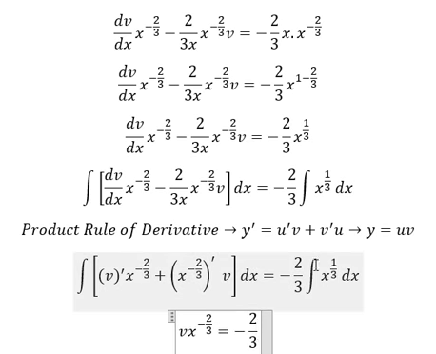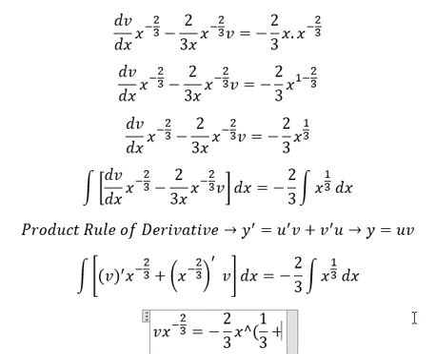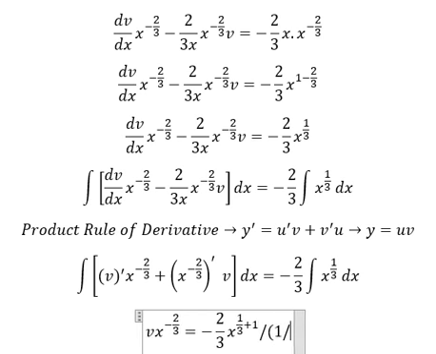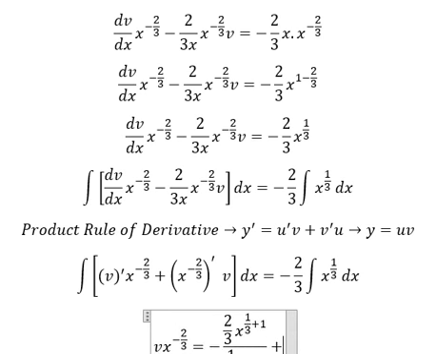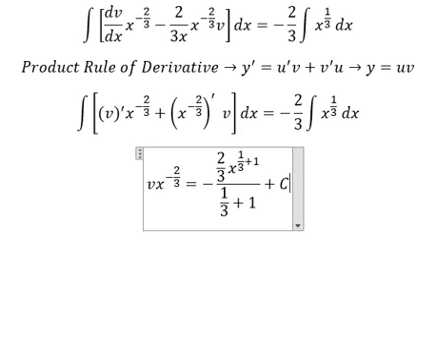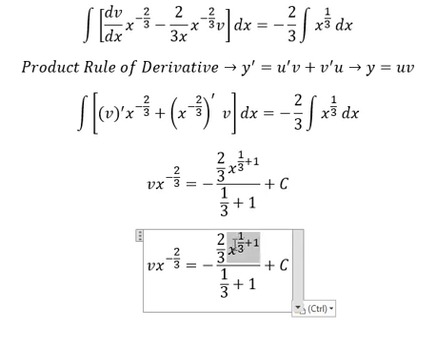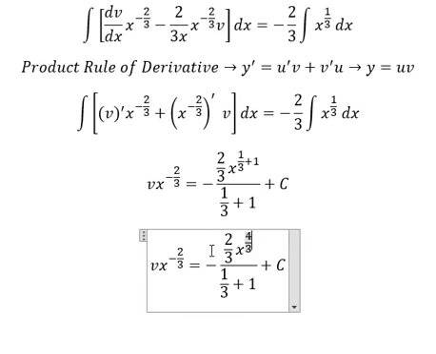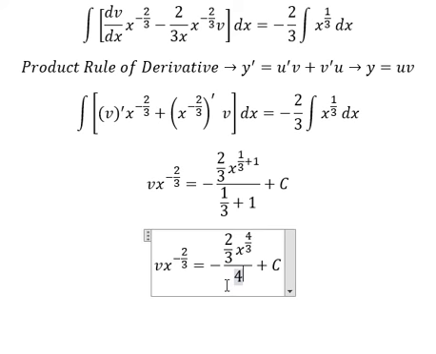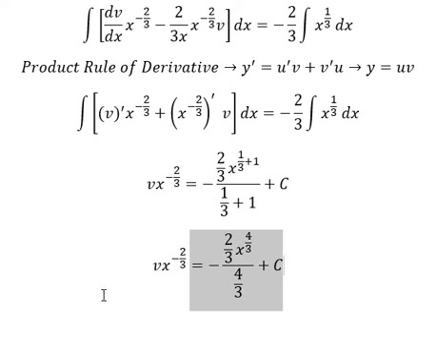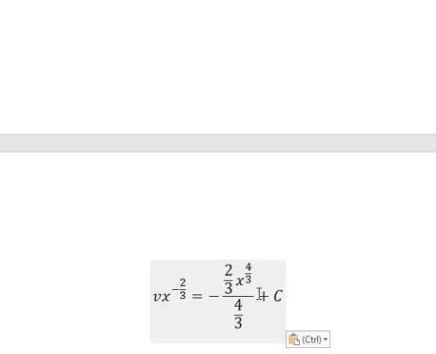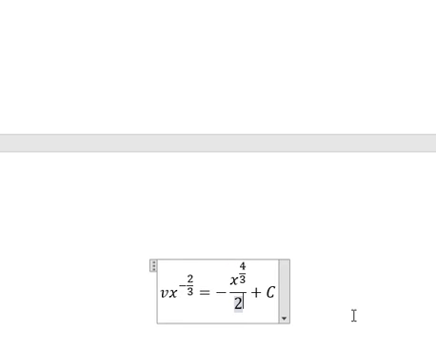For this integration, you get 1 over 3 plus 1, and we put c here. This one you get 4 over 3. We simplify 2 over 3 by 4 over 3, and you get 1 over 2.